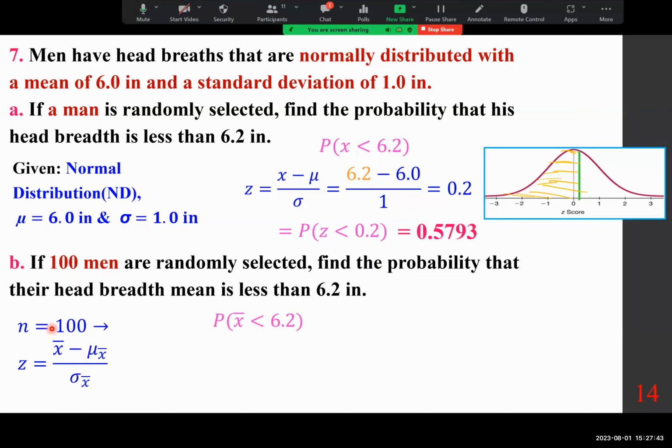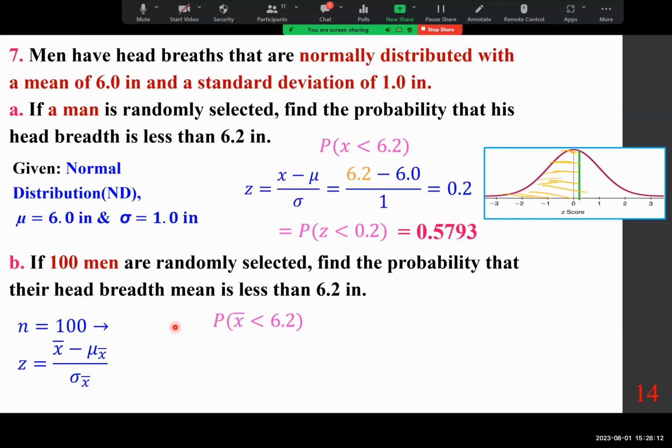So n is 100. And the formula is z equals x bar minus mu of x bar over sigma of x bar, where mu of x bar is the mean of the samples, and sigma of x bar is the standard deviation of the samples. And mu of x bar is always equal to mu. Sigma of x bar is sigma over square root of n. I will go over that again in the following questions.